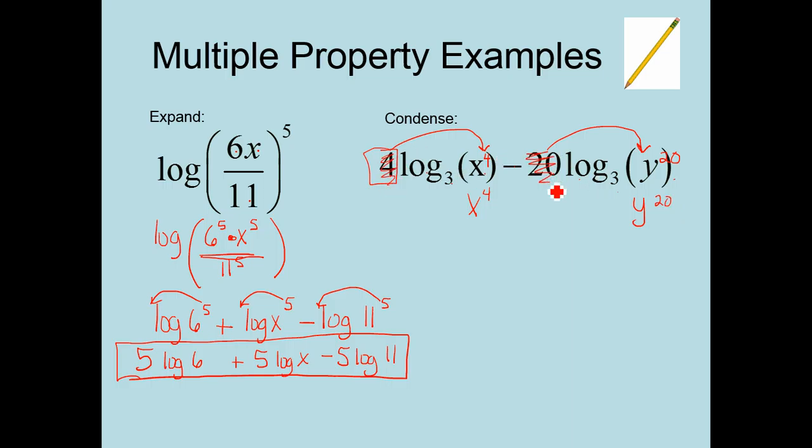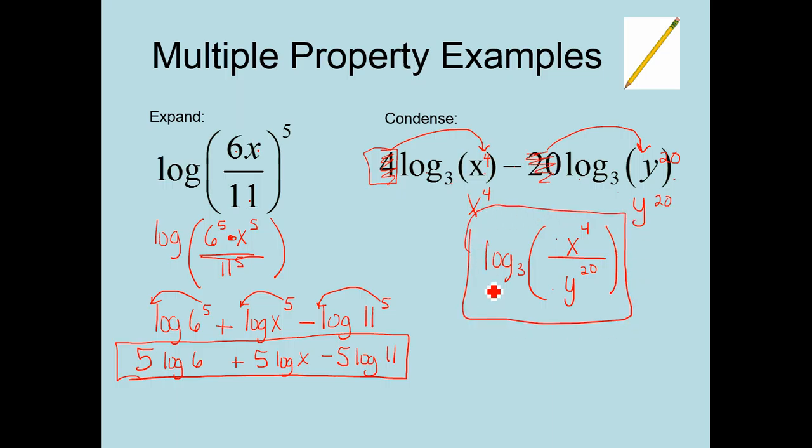Now what? Well, now we have a subtract sign in between these logs, which meant there was division. So we now have log base 3 of something being divided. What was being divided? Well, the x to the 4th comes first, that's the numerator, and the denominator has to be that y to the 20th. Is there anything more we can do to condense this? Nope. Notice how the word log base 3 is only written one time. It's not log on top and log on bottom. That's a big deal.